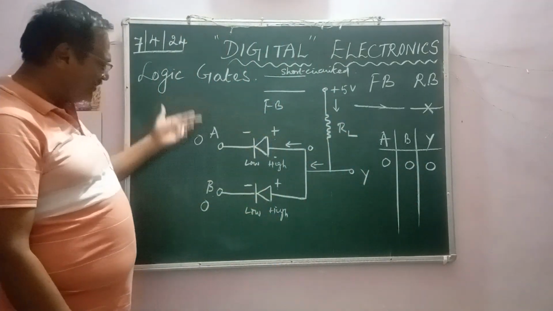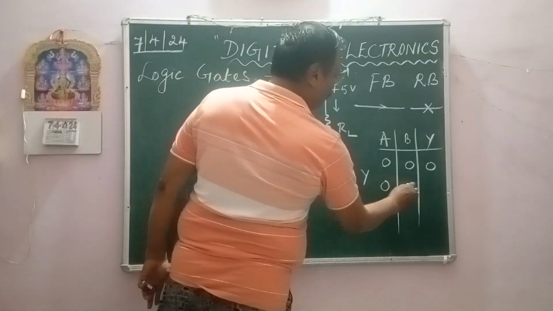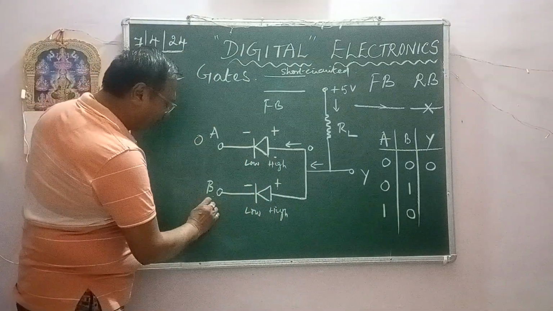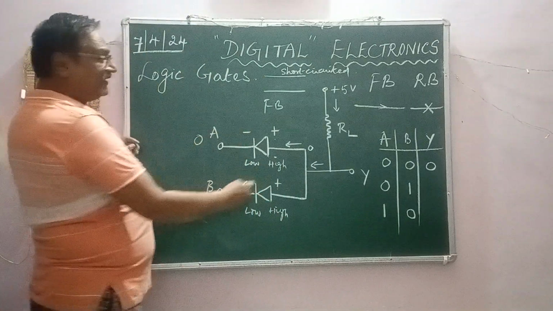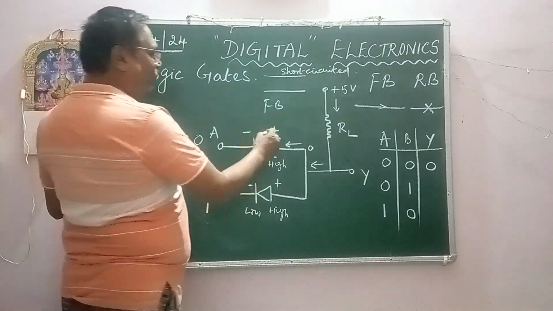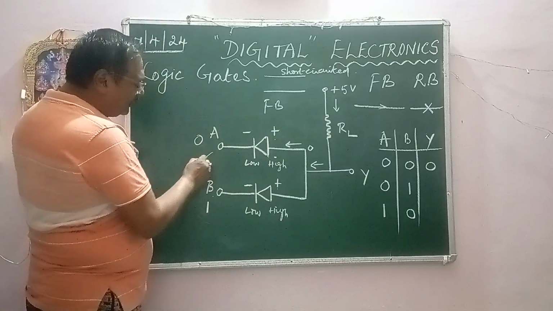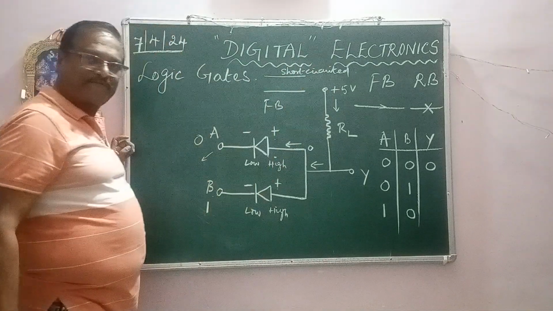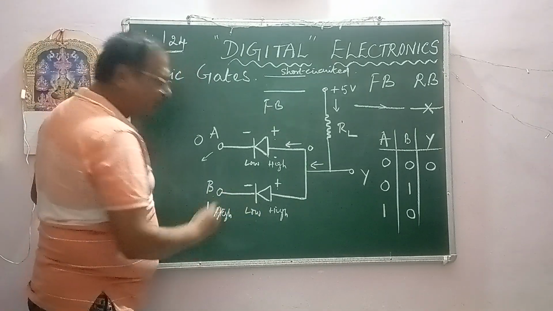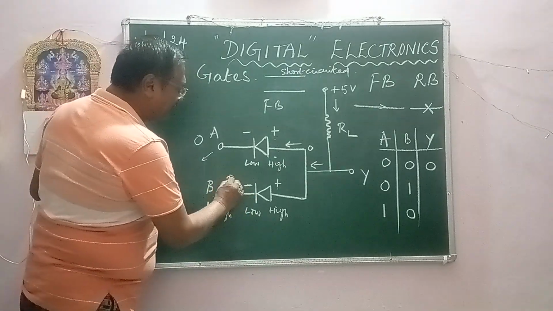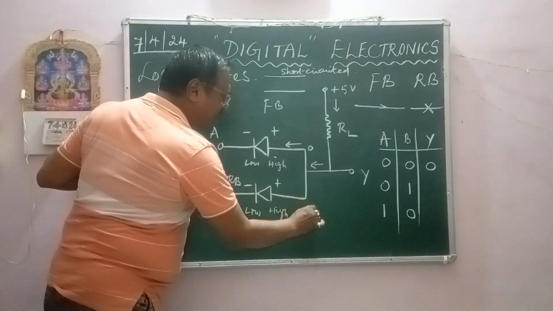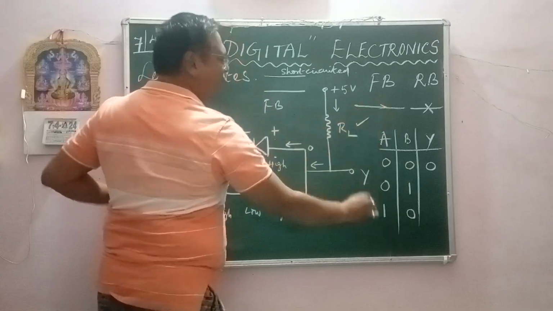Now we will change the input conditions: 0, 1, and 1, 0. Let us apply 0 here and 1 here. As I said earlier, this comes straight like this. It is forward bias, but this is a low value, that is why it is short circuited. But what about this? This is high, and this is low, and that is why it is in reverse biased condition. In reverse bias condition, again no current flows through, the output will be 0.